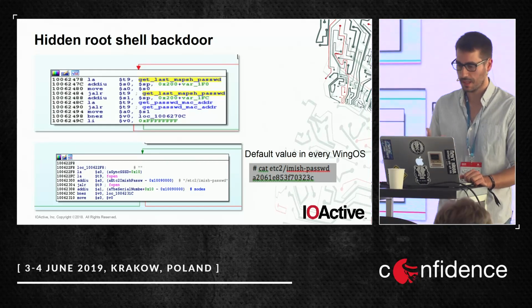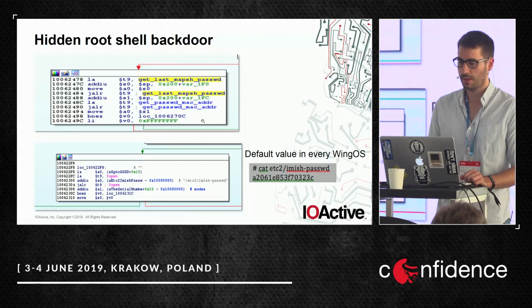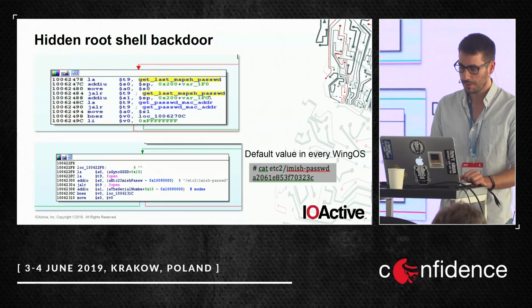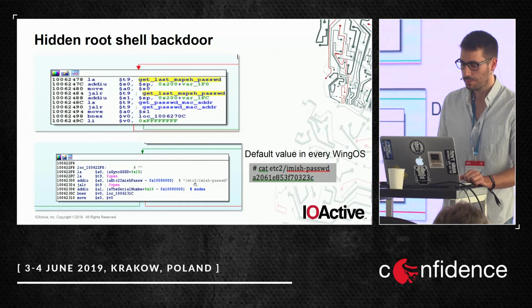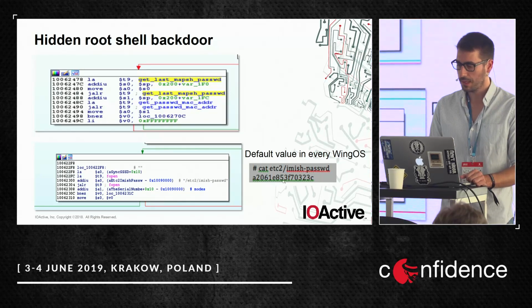Inside that function, we can see that it's going to call another function called getLastMapPassword, which accesses this file, /etc2/IMIS_password, whose content is always the default value in every WingOS device, which is this particular string here.